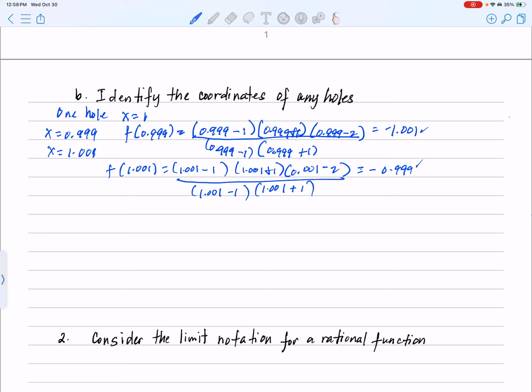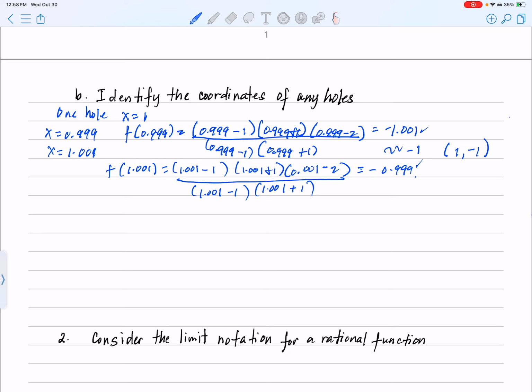So the coordinates of one hole, we just approximate that, can be when x value is 1, the y value is negative 1. These are closer to approximately negative 1. Negative 1.